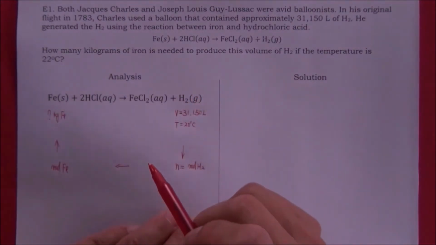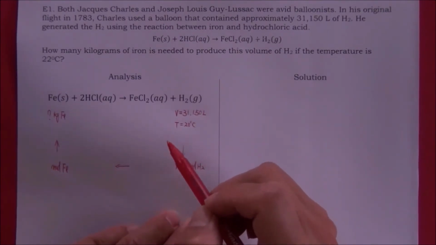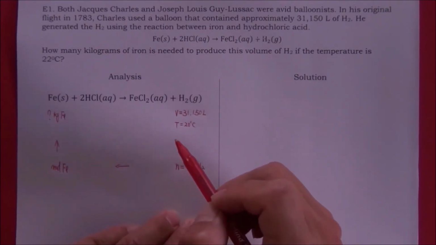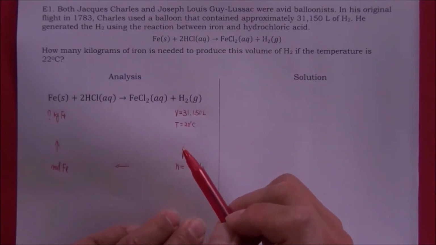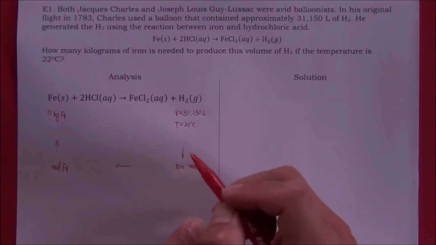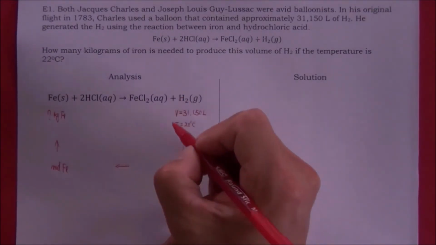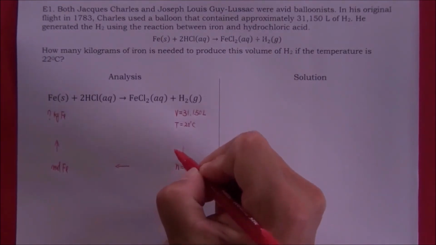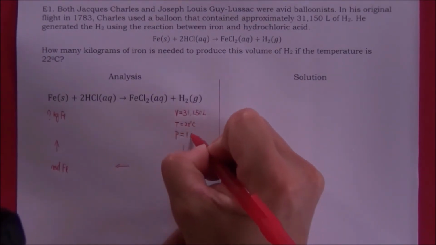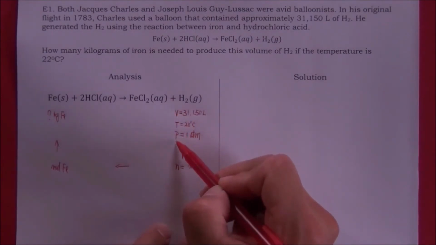So, the pressure of the hydrogen gas inside the balloon should be equal to the pressure of the air outside the balloon. Then, the pressure of the hydrogen gas should be 1 atmospheric pressure, which is the pressure of the air. Now we know the volume, temperature, and pressure.